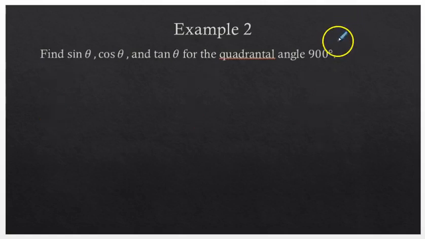Now let's look at some of the ones that you can't really draw a triangle out of. Those are the ones that we call the quadrantal angles. They don't make a triangle because they either go straight to the left and right, or they go straight up and down on the unit circle. They're on the x-axis or they're on the y-axis.